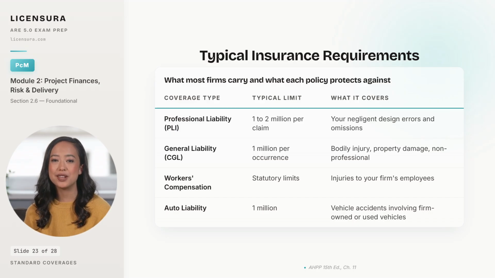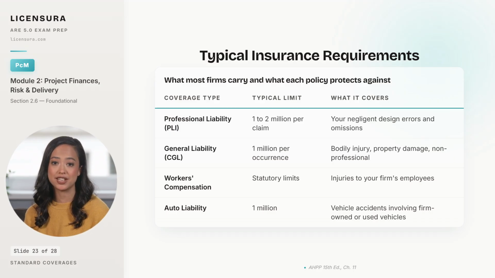Commercial General Liability, or CGL, typically writes at 1 million per occurrence and covers bodily injury and property damage from non-professional causes. Someone trips in your office, a server gets dropped on a laptop, an event in the lobby goes wrong. CGL is occurrence-based, not claims-made.